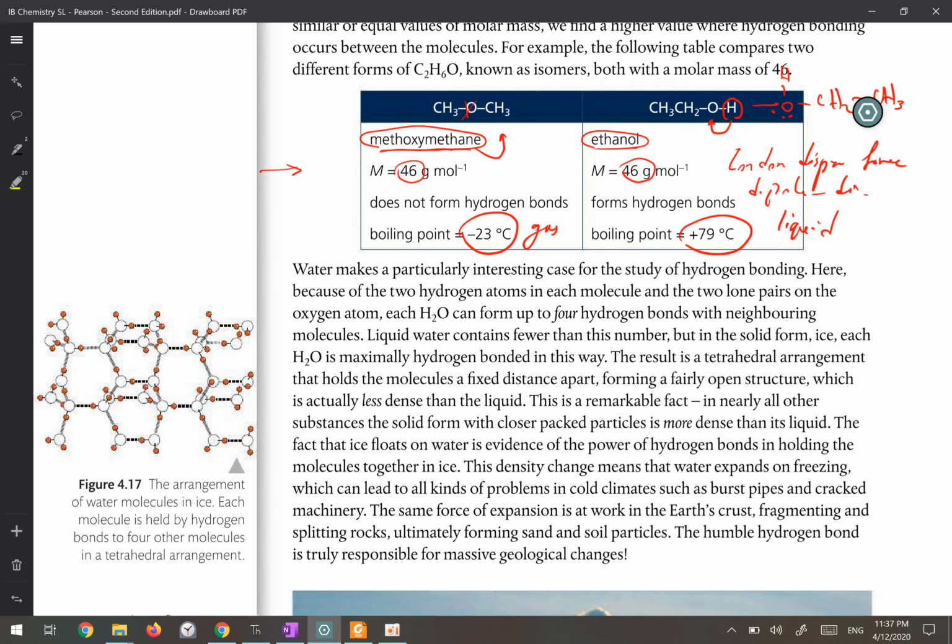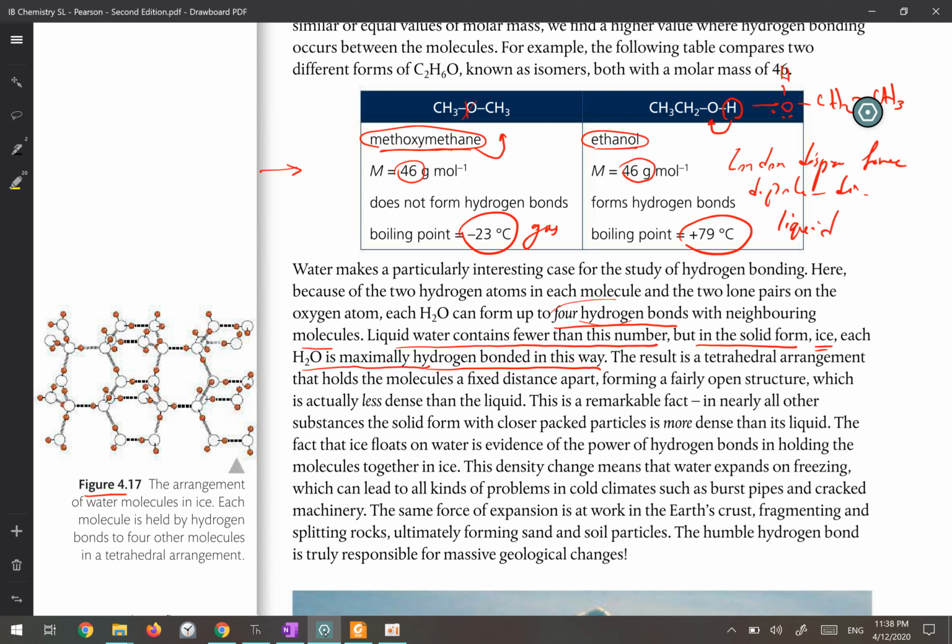Okay, so Figure 4.17 shows the hydrogen bonding available between water molecules. Each water molecule can form four hydrogen bonds with neighboring molecules. It says liquid water contains fewer than this number, but in the solid form, ice, each H2O is maximally hydrogen bonded in this way. So it can have up to four hydrogen bonds, but in the liquid it may be one or two. When water solidifies and converts to ice, it can form up to four hydrogen bonds.